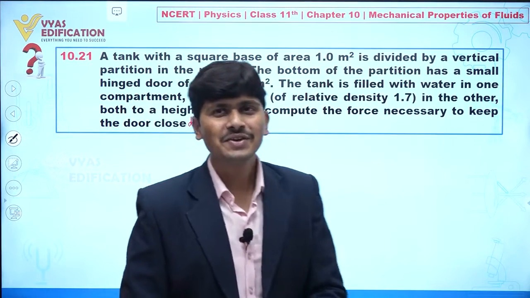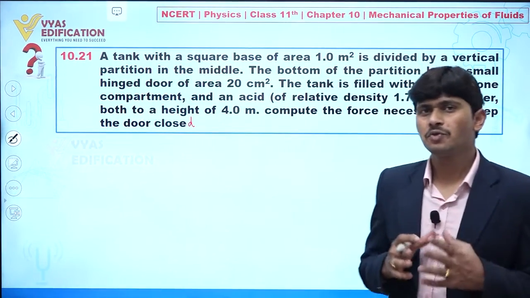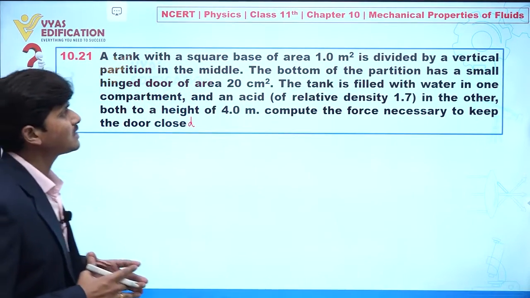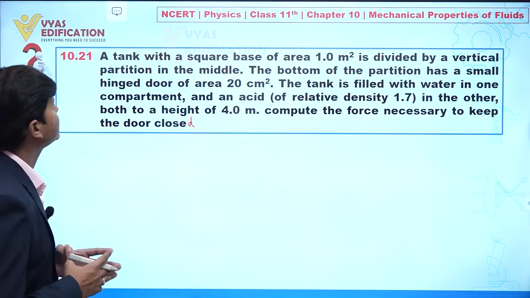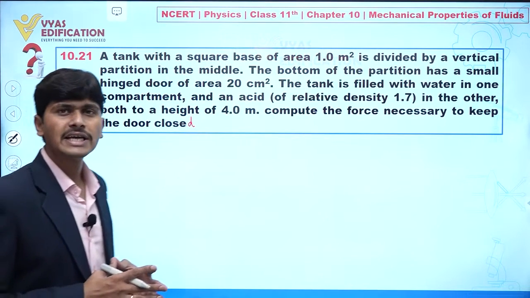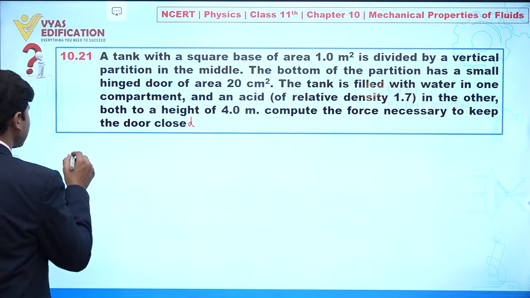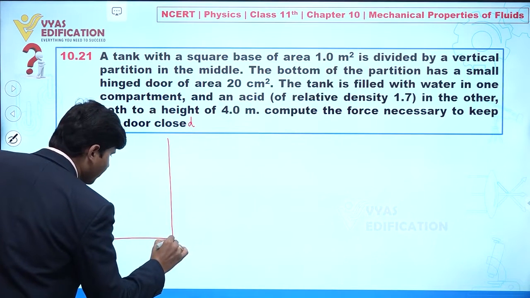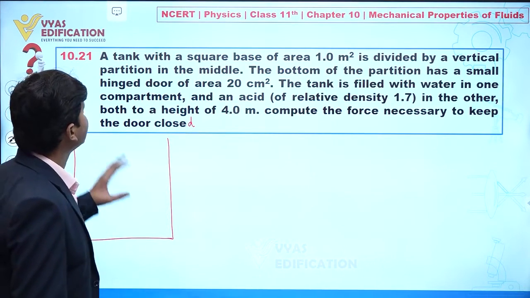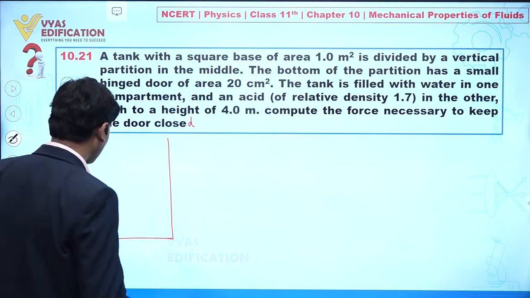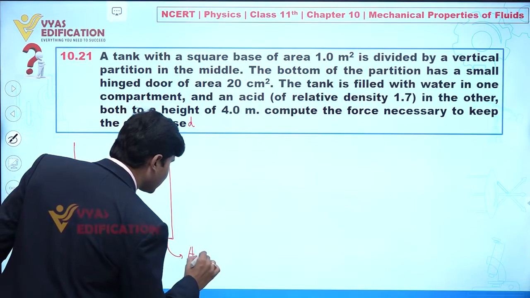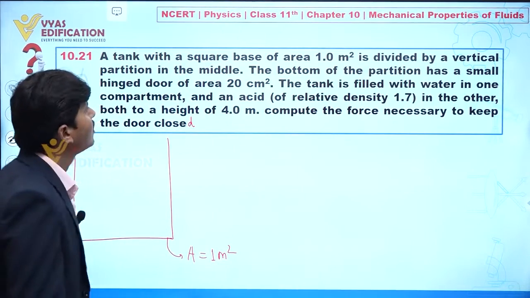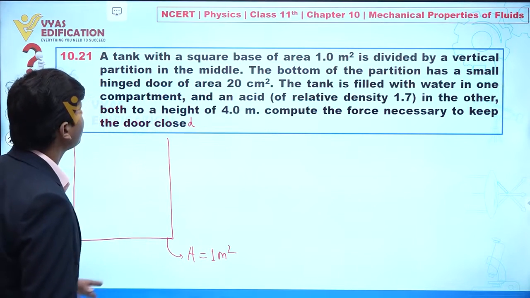Now dear student, we are going to discuss question number 10.21. In this question it is given that a tank with a square base of area 1 meter square is divided by a vertical partition in the middle. Let's suppose this is a tank, and in this tank we have a square base. The area is given to you, this is 1 meter square.